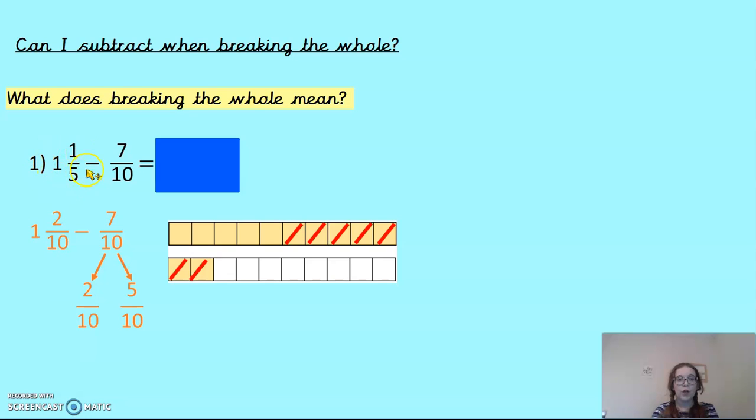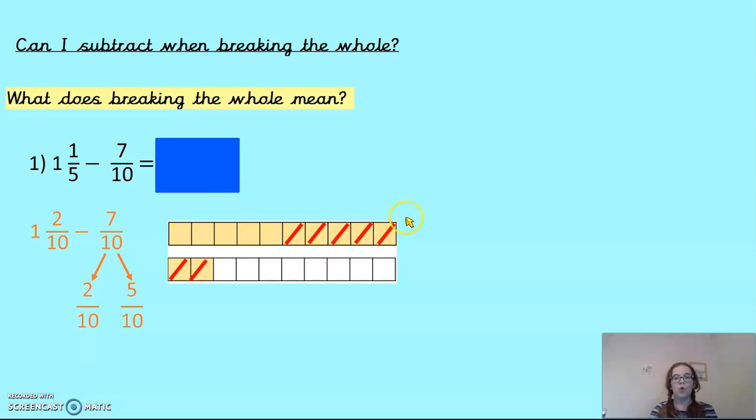Here I've got 1 and 1/5 take away 7/10. Now I need to make sure my denominator becomes 10. So I'm going to times this fraction by 2, the numerator and the denominator by 2. That's going to become 1 and 2/10 take away 7/10. And then we can work it out using the bar model.